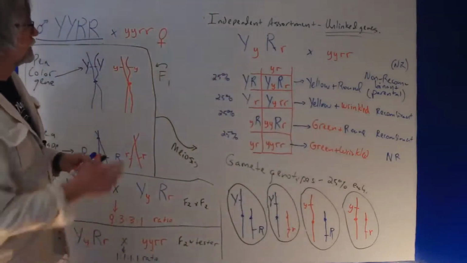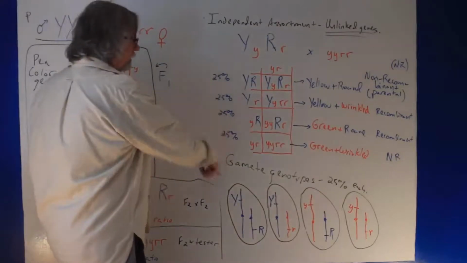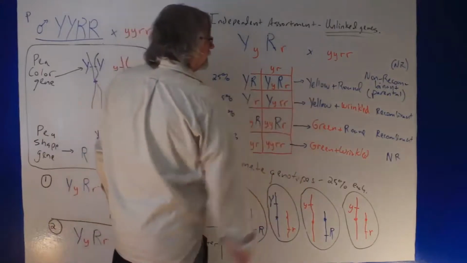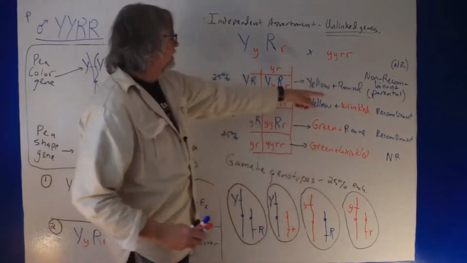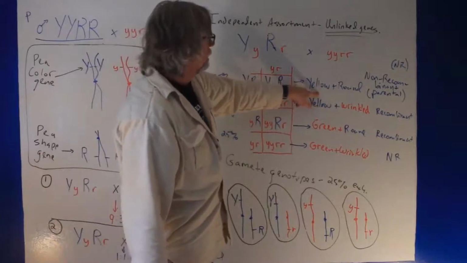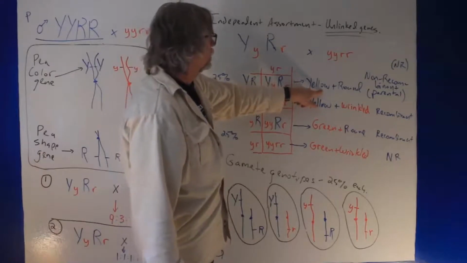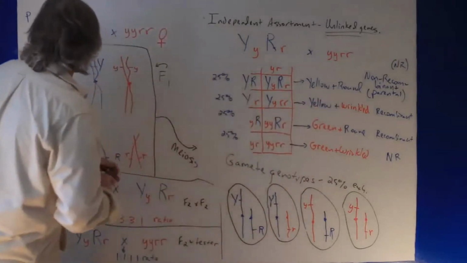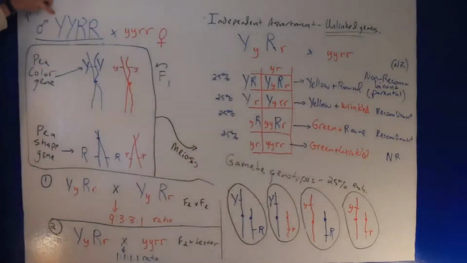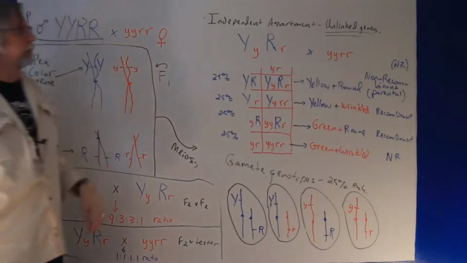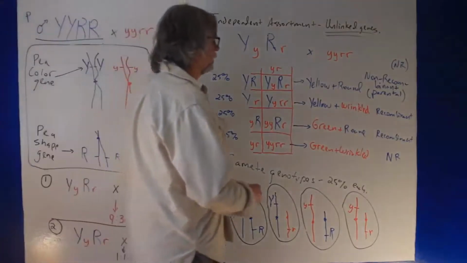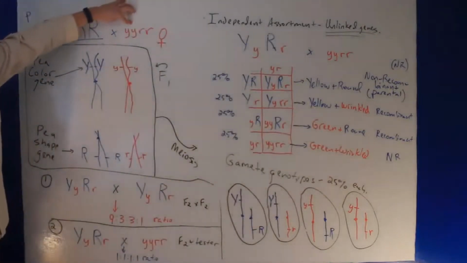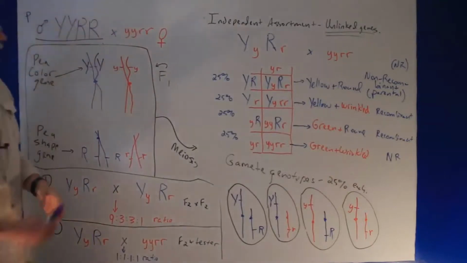Okay, so from this cross, 25% show each of the four different possible phenotypes. Of these phenotypes, some are non-recombinant or parental types. Yellow and round was seen all the way back here in the male parent, yellow and round. That's a non-recombinant or parental phenotype. Green and wrinkled, likewise, seen back here in the parental generation, green and wrinkled.